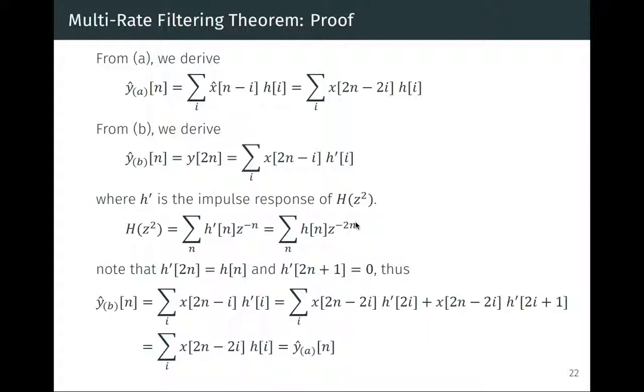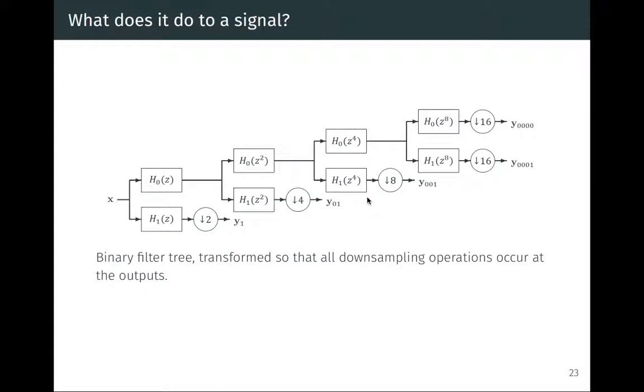So this kind of downsampling operation means that you go from n to 2n. That's a subsampling, and that's why you have a z squared. The z squared corresponds to your downsampling operation. Anyway, if you do that, you can flip all these downsampling operations and have them all at the end. So what I've done here is moved all the downsampling that were after each of the filters and just moved them back to the end.